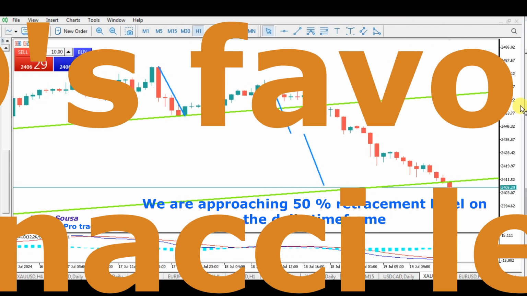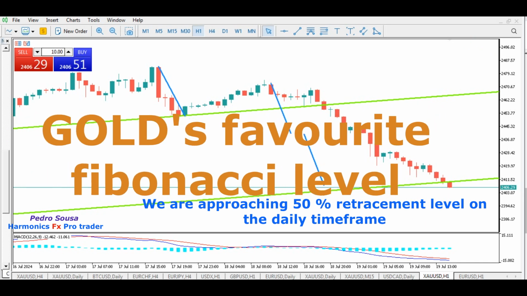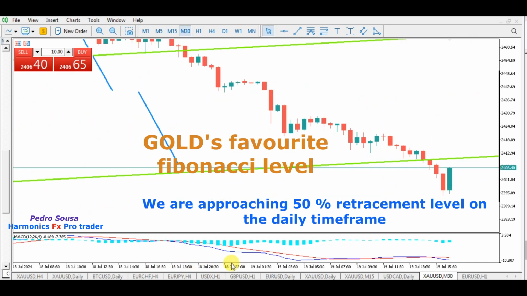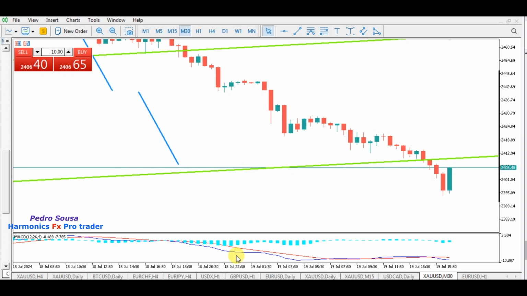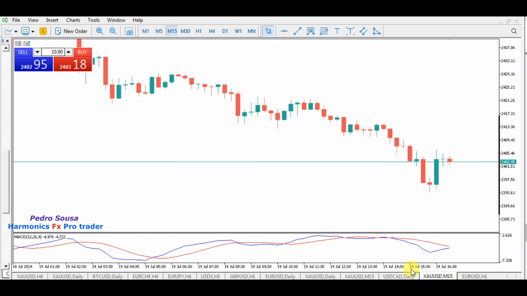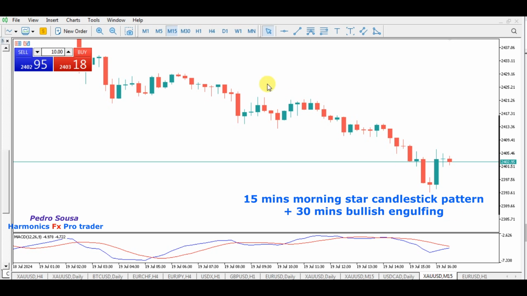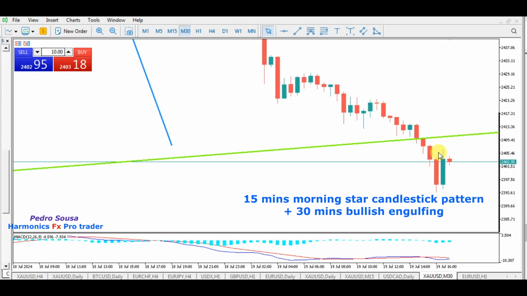And the other thing you can start looking at as well when price starts reaching these levels is the candlestick pattern formation. You can see here on the 30-minute chart, there's a bullish engulfing. If you dial down to the 15-minute, you see a morning star candlestick pattern as well. Here you can see bullish engulfing.